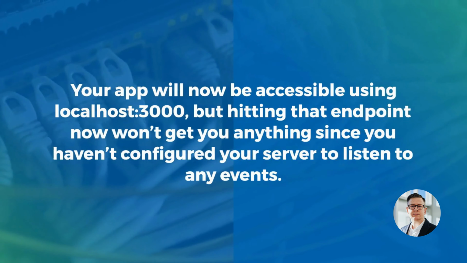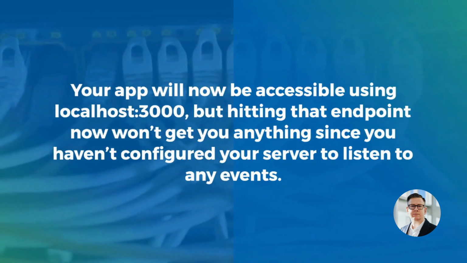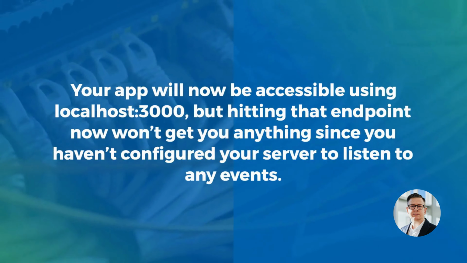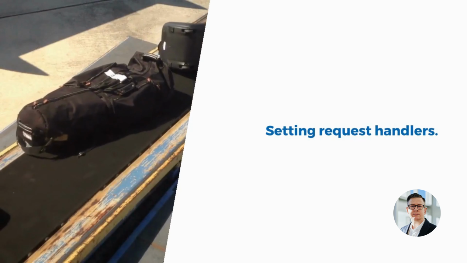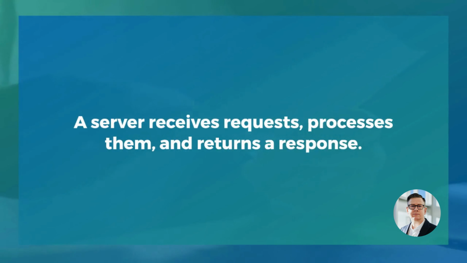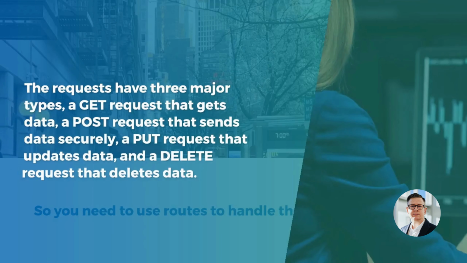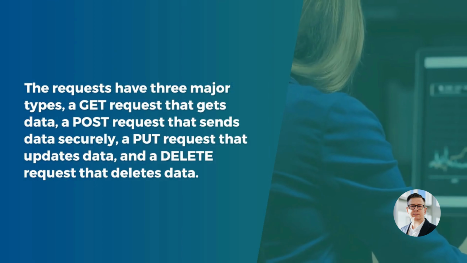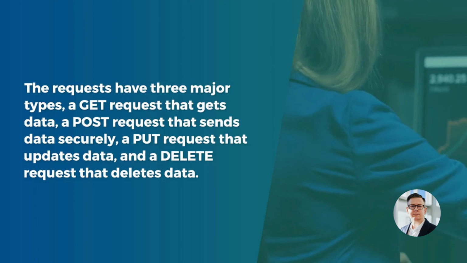Your app will now be accessible using localhost:3000, but hitting that endpoint now won't get you anything since you haven't configured your server to listen to any events. Setting request handlers. A server receives requests, processes them, and returns a response, so you need to use routes to handle these requests. The requests have four major types: a GET request that gets data, a POST request that sends data securely, a PUT request that updates data, and a DELETE request that deletes data.